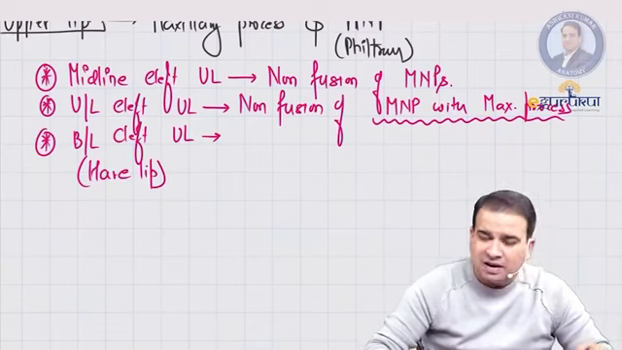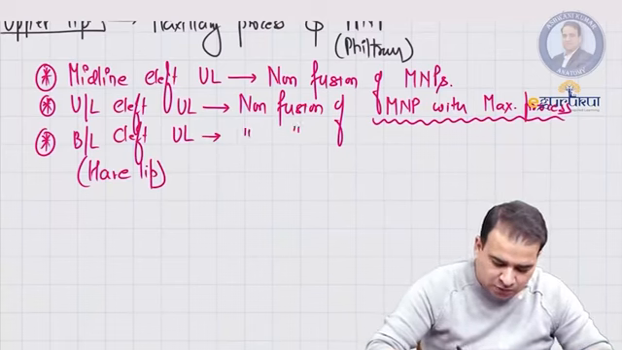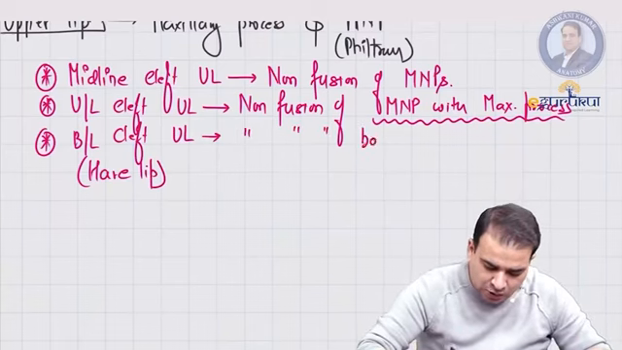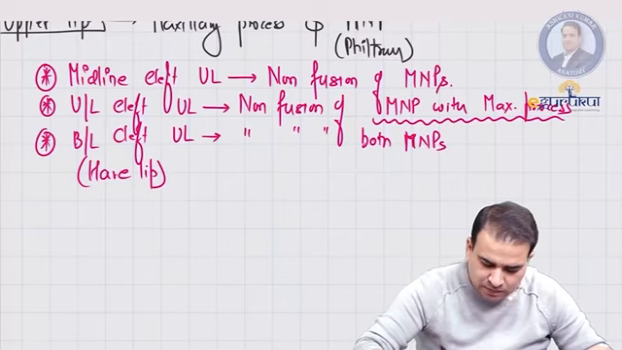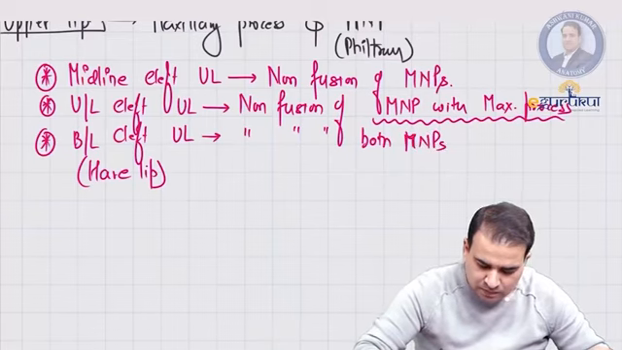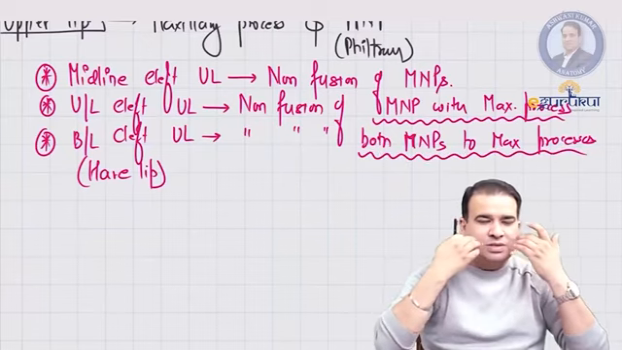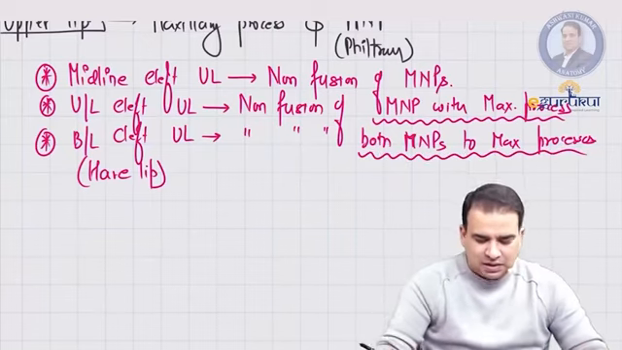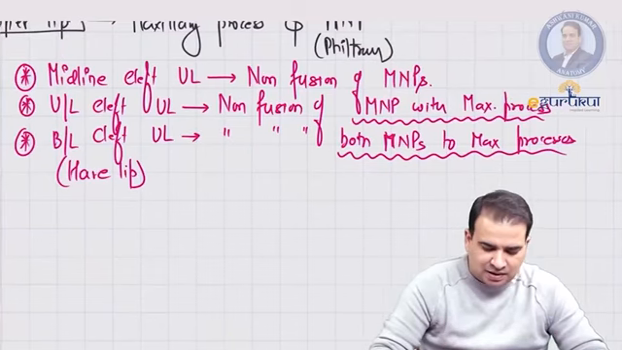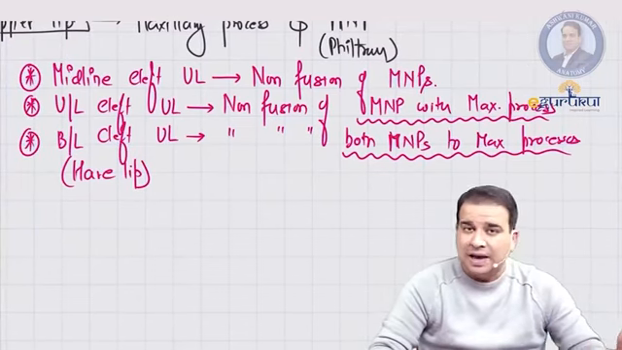And this bilateral cleft upper lip is because of the non-fusion of both medial nasal processes to the maxillary processes. When both these maxillary processes and medial nasal processes don't fuse with each other, then it will give rise to bilateral cleft upper lip, also called a hair lip.